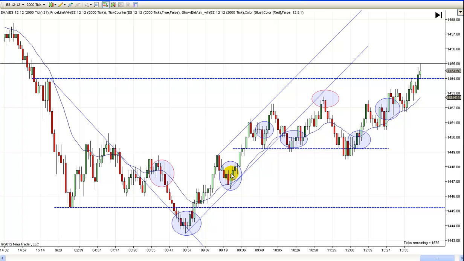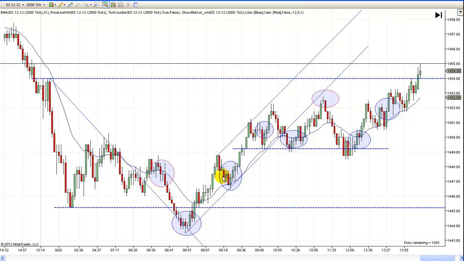So you got a chance to add on right here or take a new trade right here, depending on where you were at this point. And this was a nice move up, pretty strong move up. And then you got a two-legged pullback. And this is really just like a two-legged pullback to the EMA.